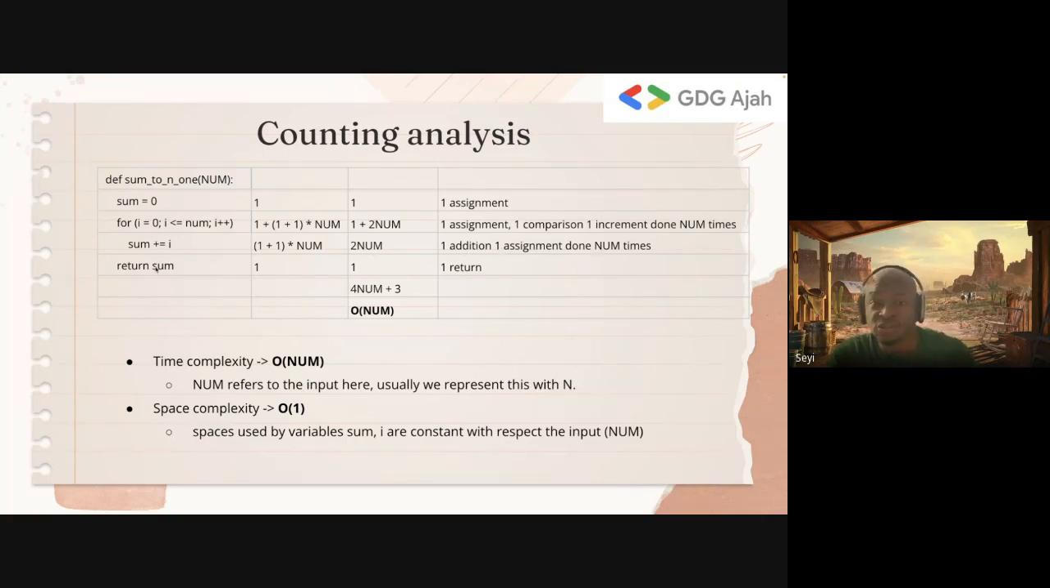And then for the return sum, the return statement is just a constant. We're just returning something, and that's why it's 1. So when we open this up and add everything up, we get this formula here, 4num plus 3, which is of the order of num.